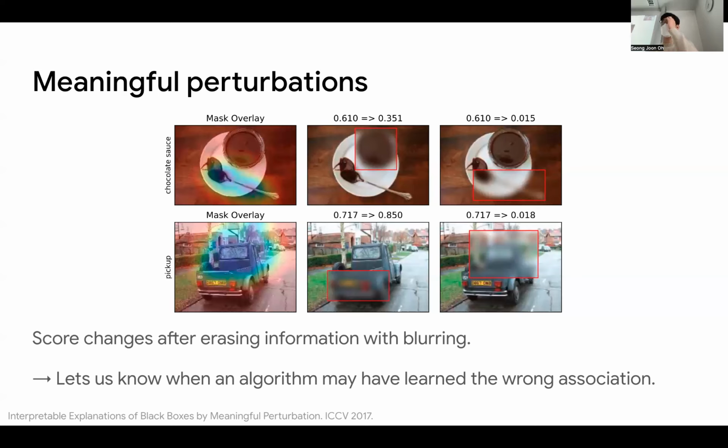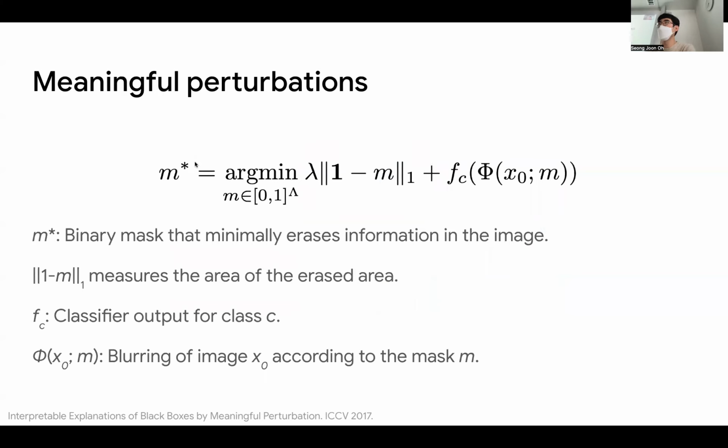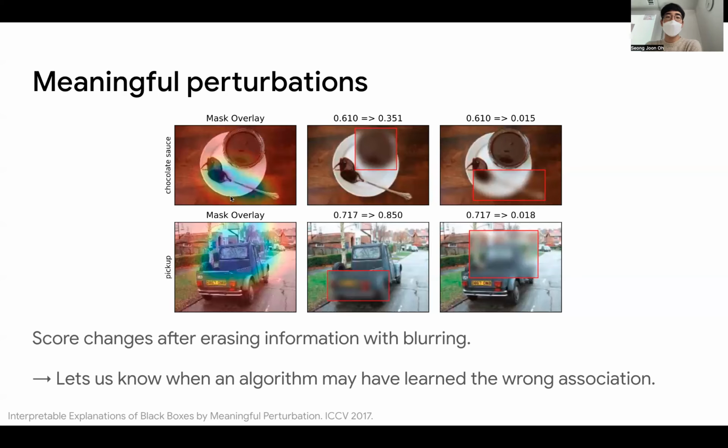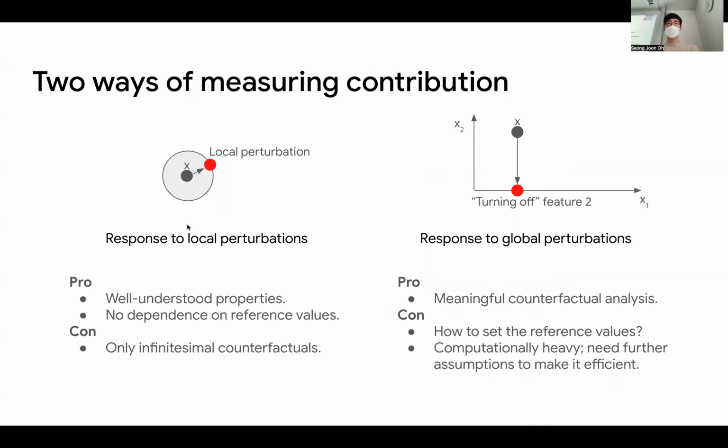Yes. The heat map in the first image shows the amount of drop in the confidence score. Right? What does it show? So it's the mask that you computed from the previous optimization, right? And the score changes, yeah. So again, we were talking about two different ways of measuring contribution.